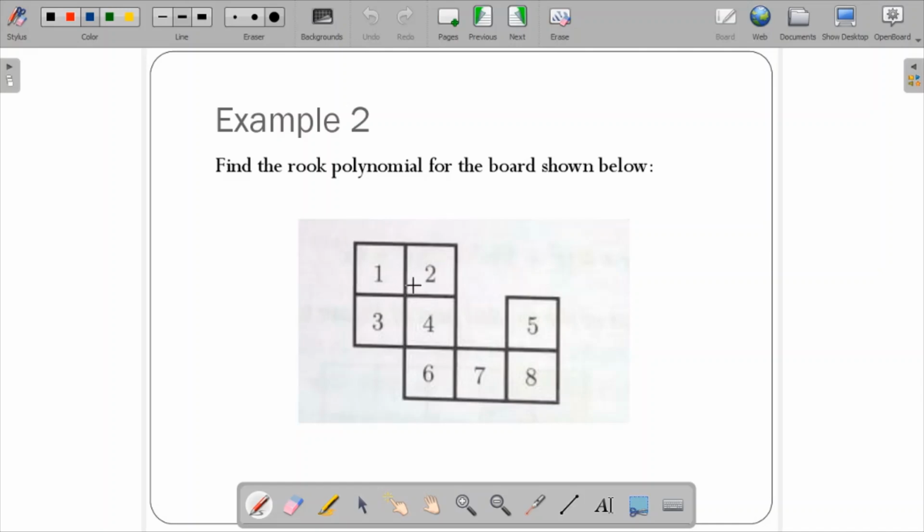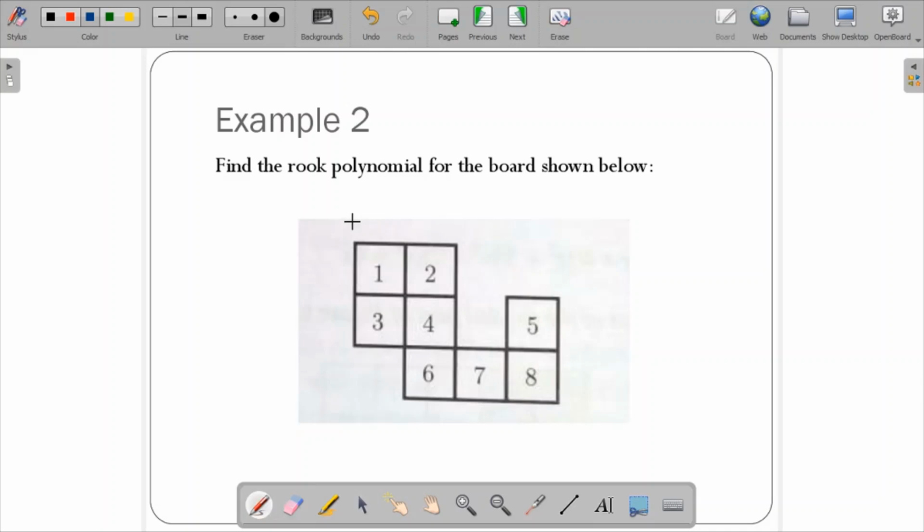So find the rook polynomial for the board shown below. First let us mark the square numbers. Now we cannot apply the product formula because over this we have a row and column over here, and here also we have the column. We cannot split.